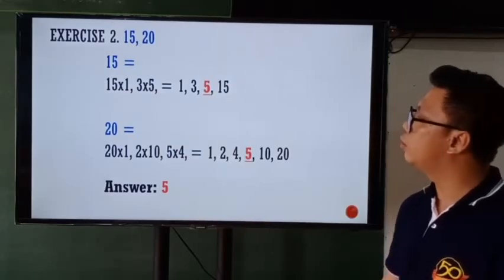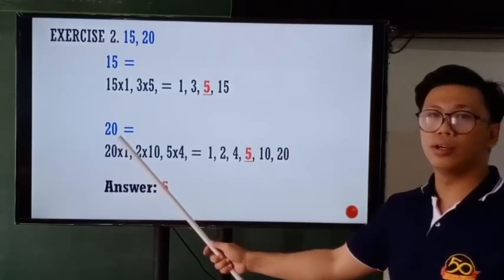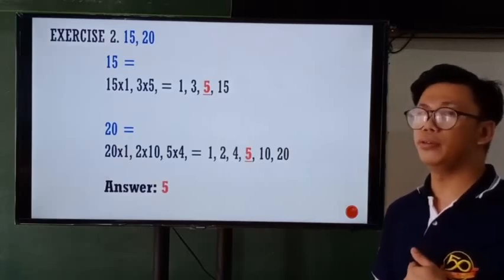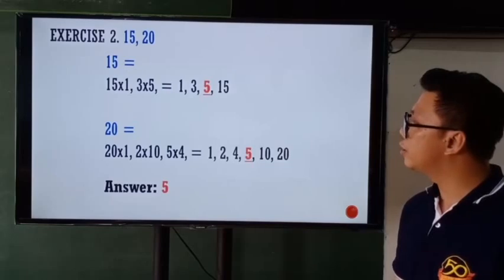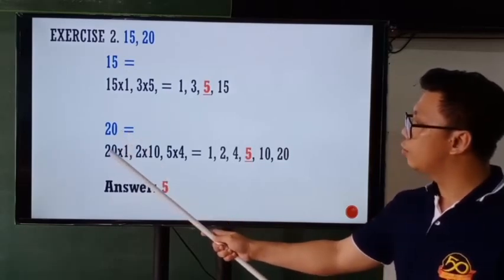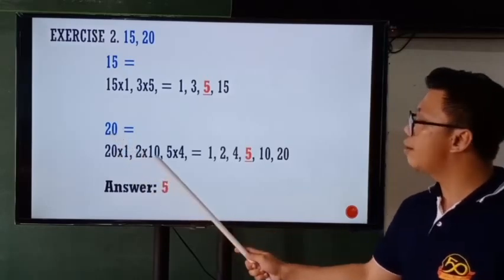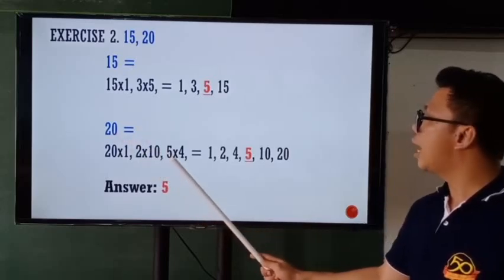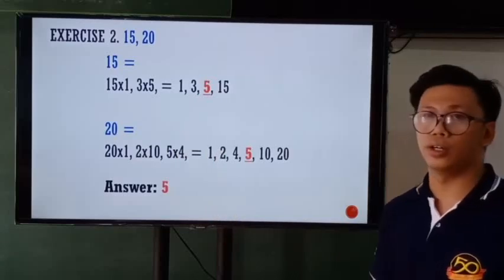Now let's go to the next number. The next number is 20. So what is the first method? We will write first the factor. So let's start. What is the factor of 20? So the factor of 20 is 20 times 1 is 20, 2 times 10 is 20, 5 times 4 is 20. So that is the factor of 20.